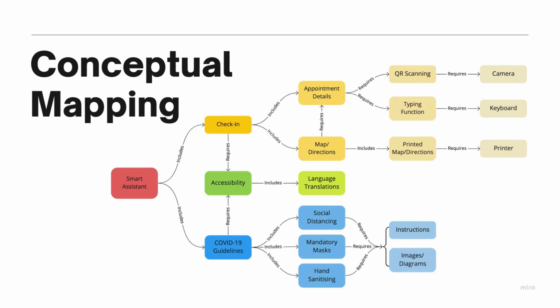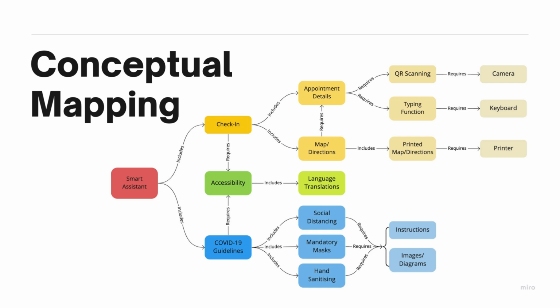Here I have produced a conceptual map of my smart system. The map delves into the key components that make the system work as a whole and shows the links between each feature. Following the check-in route, it will include the ability to review patient appointment details, and in order to review this after checking in, the system requires a QR or reference number. And then to further clarify, these will require a camera or a scanner and a keyboard function.